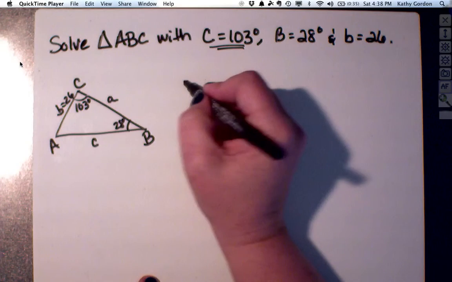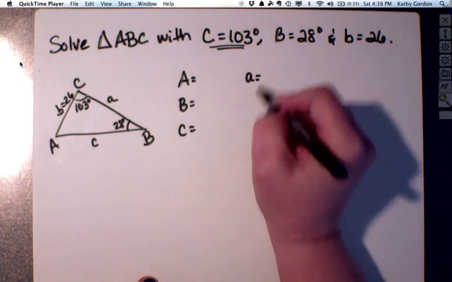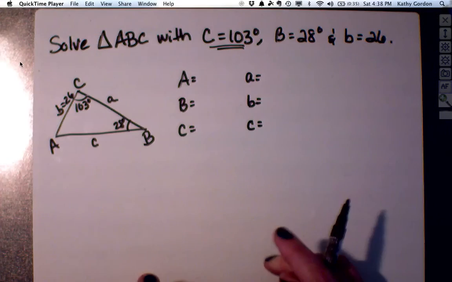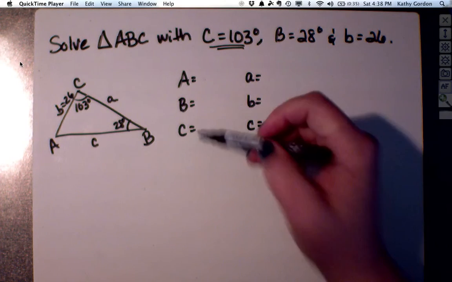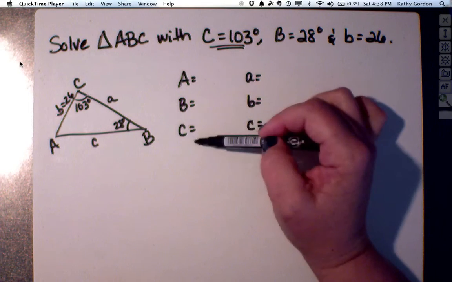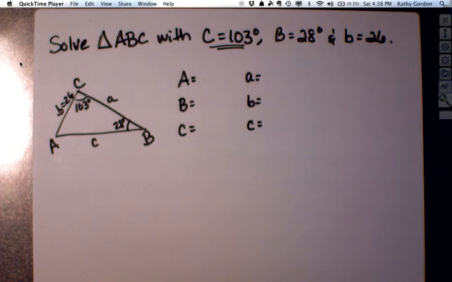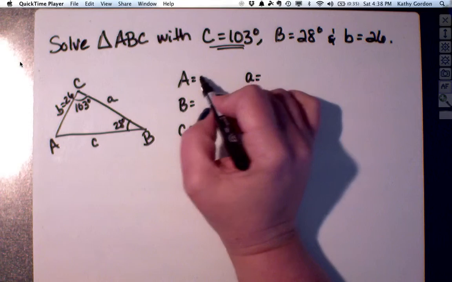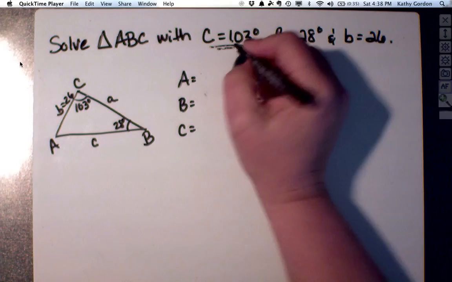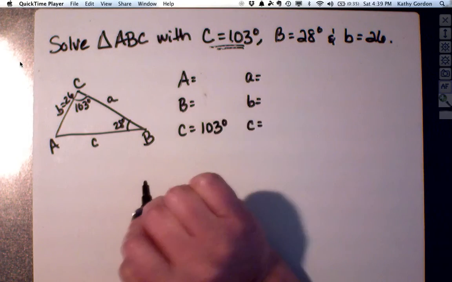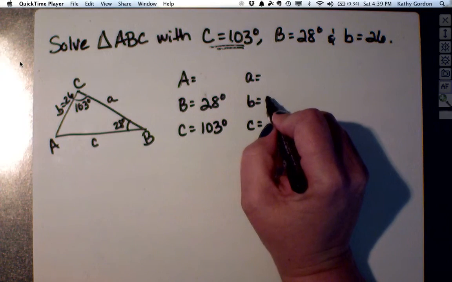I also highly recommend that you set up kind of a table for each of these, because we know in order to solve this triangle, we have to find the measurements of all three angles, which are our capital letters here, and all three sides, which are our lowercase letters here. So again, let's fill in the pieces we know. We know that C was the 103 degrees. We know that B was 28 degrees. And we know that side B was a 26.